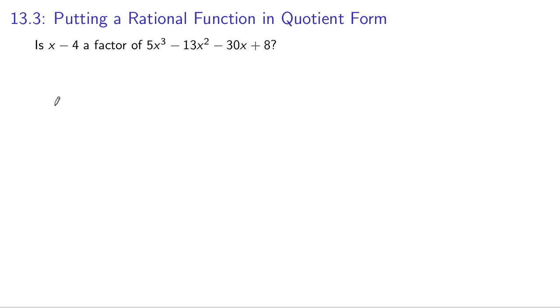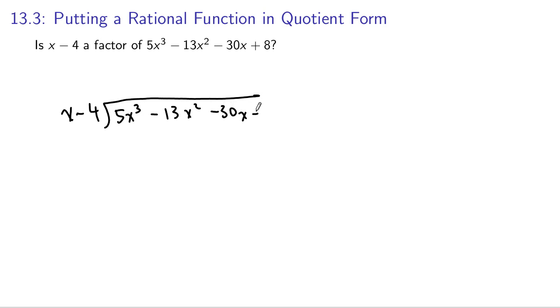So let's try this. And this is actually similar to how you would test if a number is a factor of another number. You could divide, and if the remainder is 0, you know it's a factor. So you can use what we know about numbers to help us learn about polynomials. So writing the division problem out, 5x cubed minus 13x squared minus 30x plus 8.